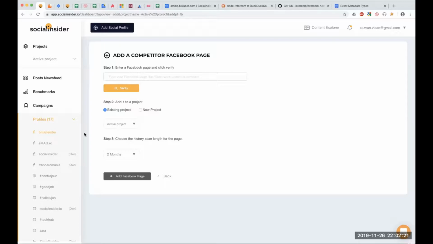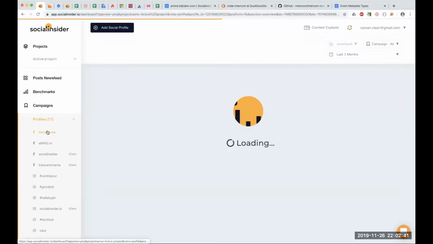So immediately after you add the page, what's going on? Our script in the background gathers data from 2 tracks. The first track is the post track. So let's see it in action.